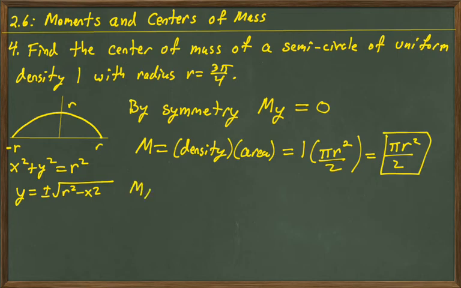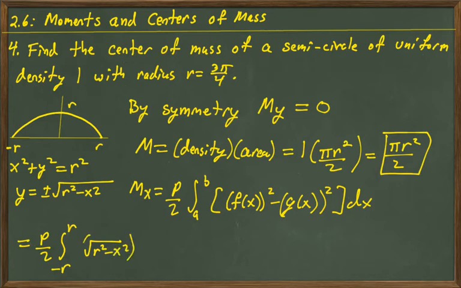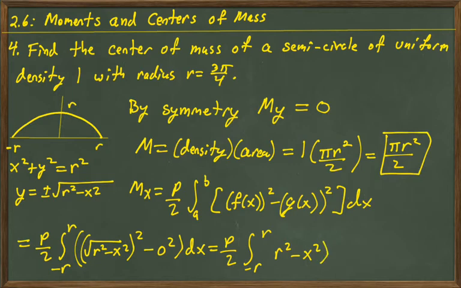So the only thing we really have to calculate here is the moment about the x-axis, which is rho over 2, integral from a to b, f of x squared minus g of x squared dx. So it's going to be rho over 2, integral from negative r to r. The upper function is the square root of r squared minus x squared. The lower function is just 0. So it's going to give us rho over 2, integral from negative r to r of r squared minus x squared dx. We'll integrate that on the next slide and finish this problem off.